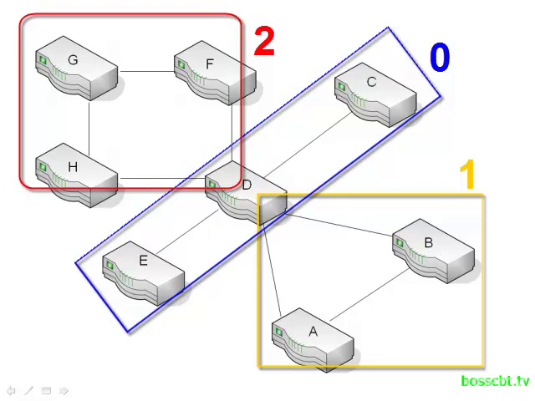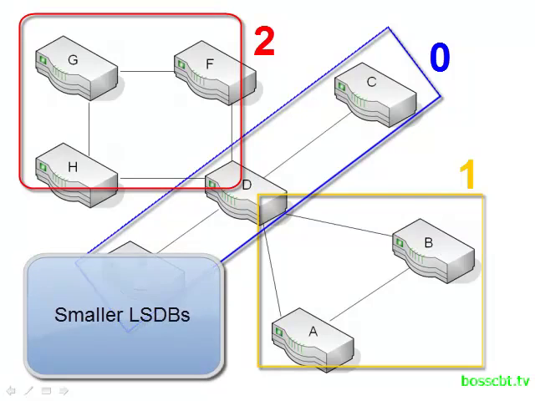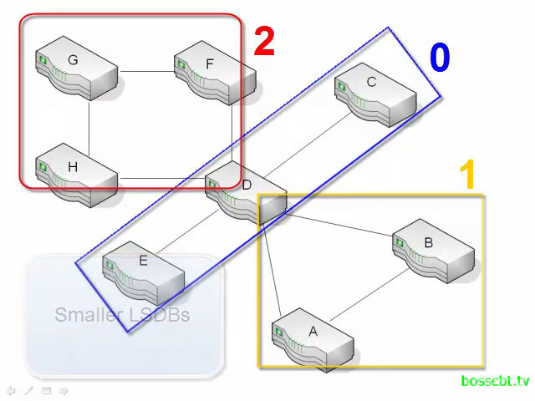Now the benefits to doing this are, with these areas, since each router knows a smaller portion of the network, their link state database is going to be a lot smaller. So router A only knows about router A, B, and D. It doesn't have to know about C, E, F, G, and H. So we're using less memory to hold all of the link state database details because there are less of them. So this is like a modular approach to splitting up the network.